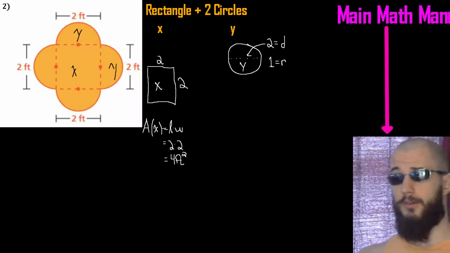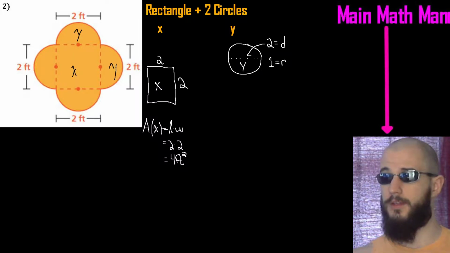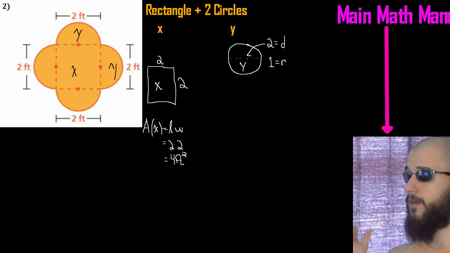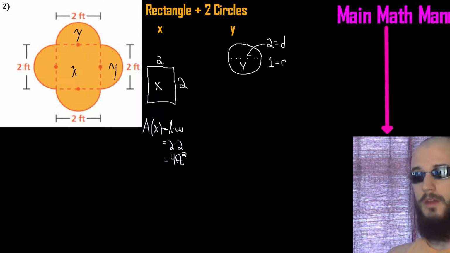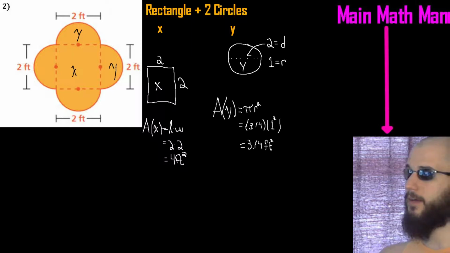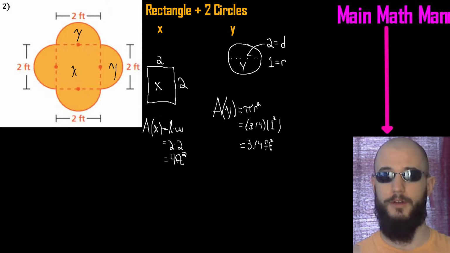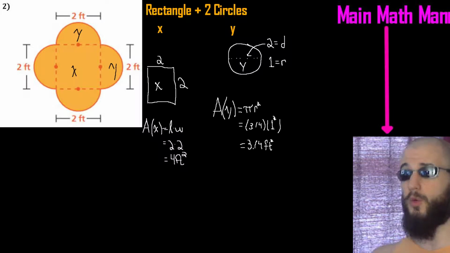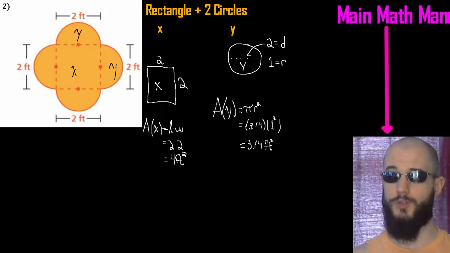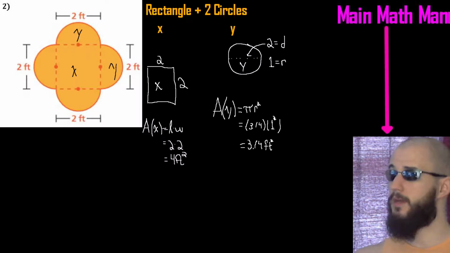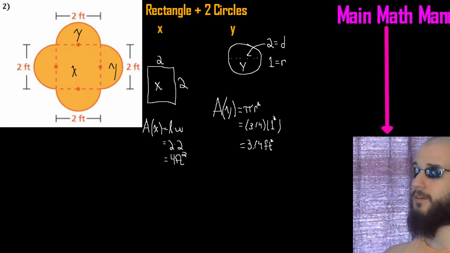Again, finding the area of a rectangle is just simply length times width. And so we have the area of our rectangle X is 4 feet squared. And then let's just solve for one of our circles, since they're exactly the same, so we only have to do it once. So let's find the area using the formula of pi times the radius squared. So that's going to be 3.14 times 1 squared, which is just 1. Any number times 1 is that number, and so we just have our area of the one circle is 3.14.